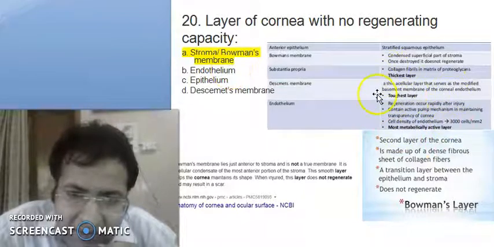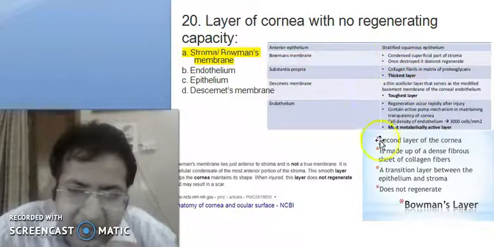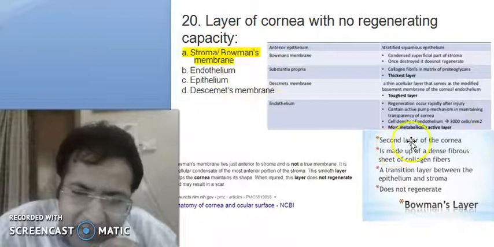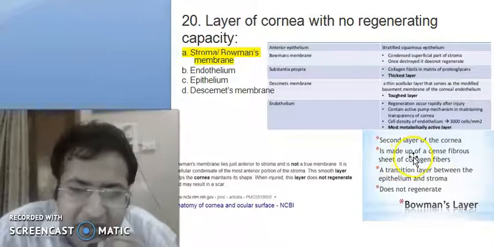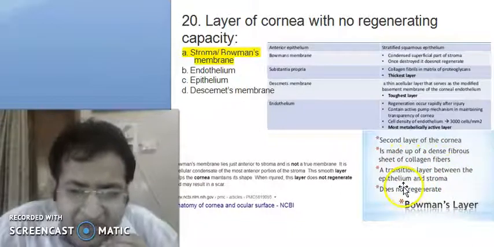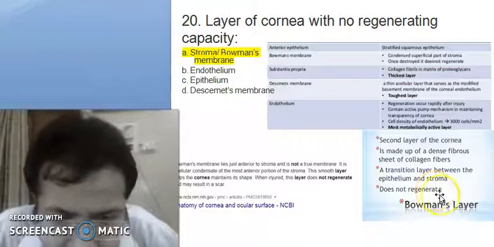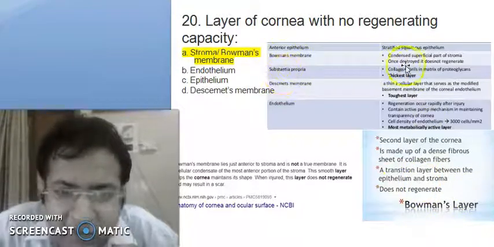The Descemet's is the toughest layer. The substantia propria part of the stroma is the thickest layer. Of the layers, the second layer is the Bowman's layer. It is the second layer of the cornea. It is made up of a dense fibrous sheet of collagen fibers. It is a transition layer between the epithelium and the stroma, but the best thing to remember about the Bowman's is that it does not regenerate.